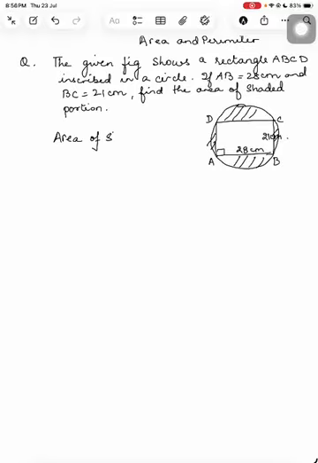Area of shaded portion. First we will write this. The area of shaded portion will be area of circle minus area of rectangle, right? Now to find the area of circle we need the radius of the circle.